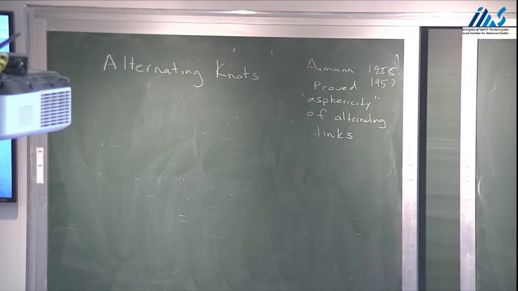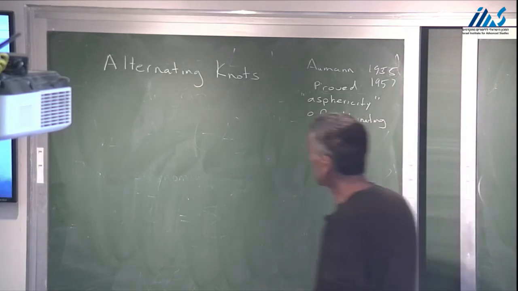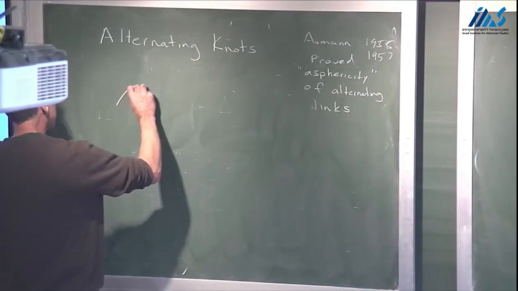So, if you have just a knot in a sphere around it, it's in the three-sphere. I should have said not R3. So you shrink it on the other side then. Yeah, good question. So alternating knots were a special class of knots for which slightly more was known than general knots. So what is an alternating knot?